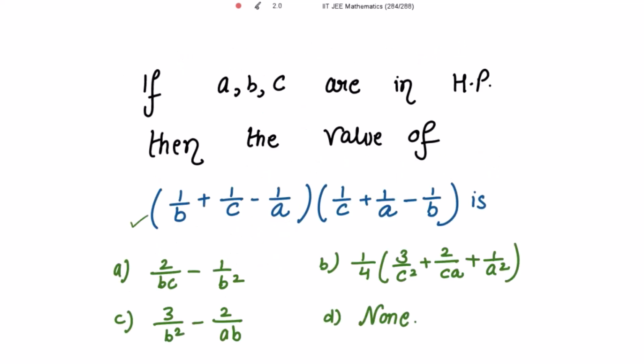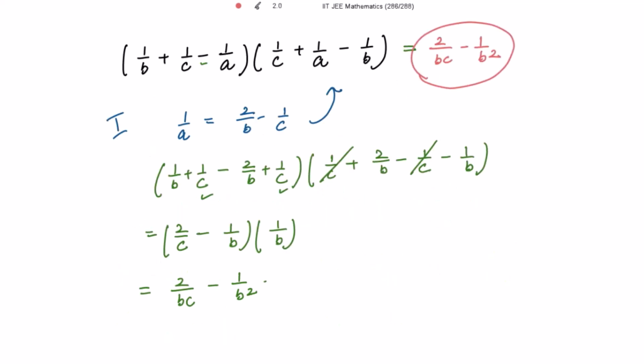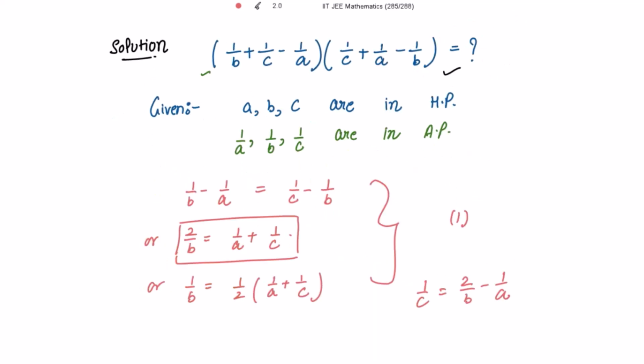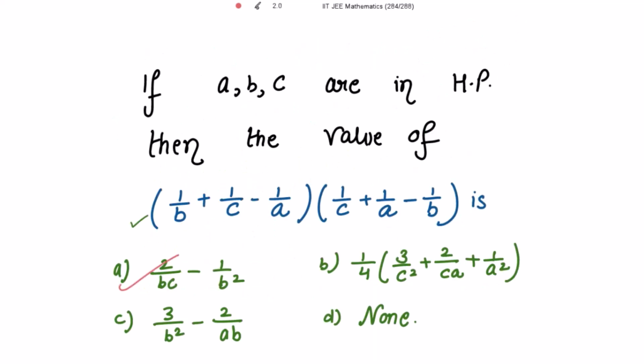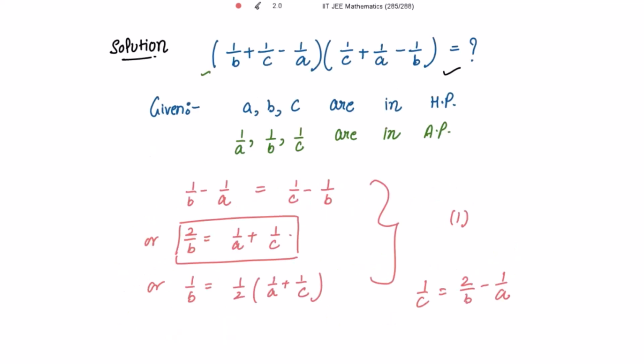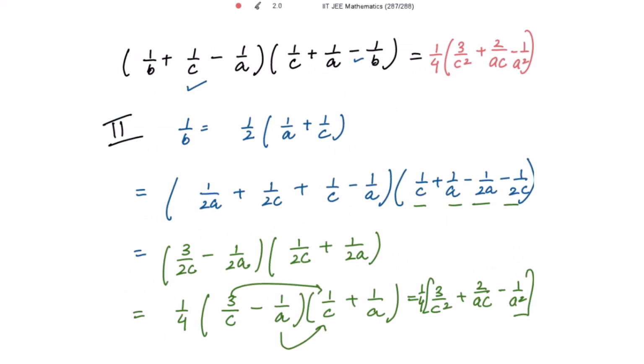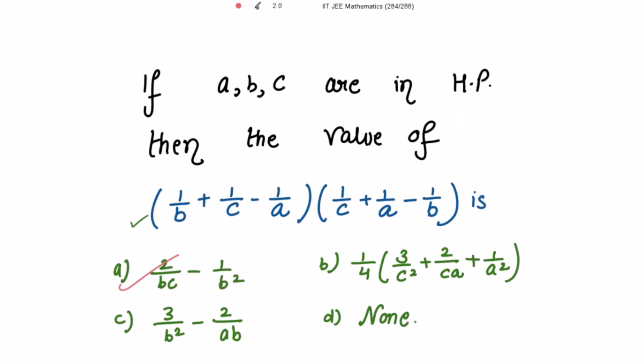So the first option, 2 by bc minus 1 by b square. Are we getting this option? Let's check. So yes, we are getting this option by putting the value of 1 by a. So first option is correct. And then B part, 1 by 4 into 3 by c square plus 2 by ca plus 1 by a square. Yes, we are also getting this option from the value of 1 by b. Yes, we are getting this. So B option is also correct, and also this C option is also correct, right?